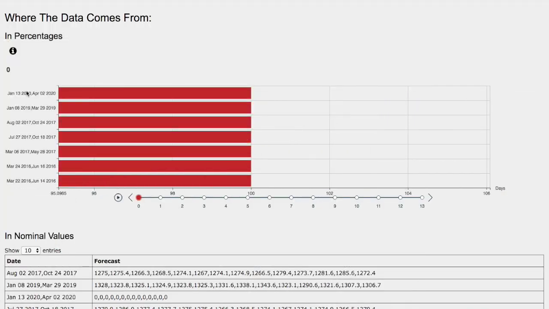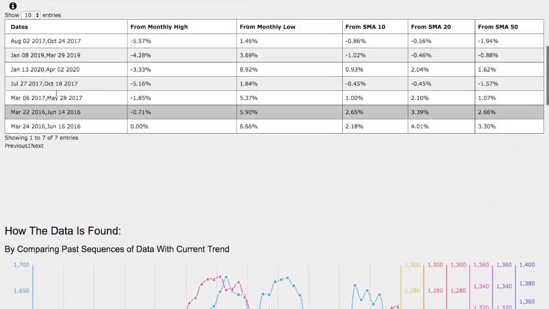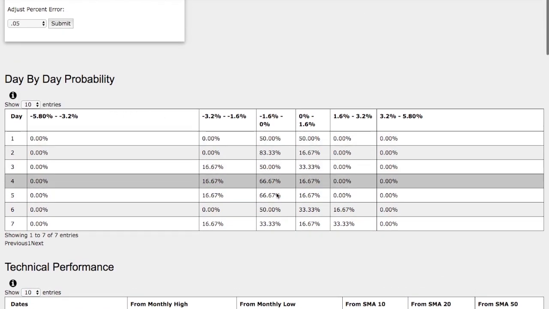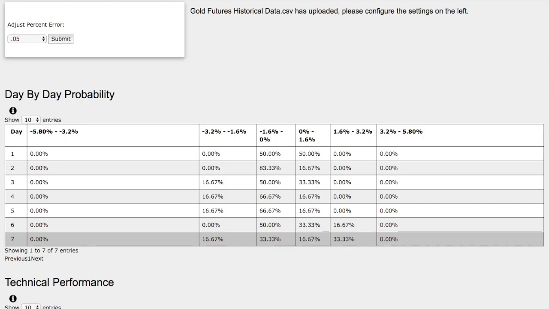So let's head back to the day-by-day probability model. As the days progress, we have a 17% chance for gold miners to climb higher between 0 and 1.6%. And we have a 33% chance for gold miners to climb higher between 1.6 to 3.2%. On the other hand, if we were to move down lower, we have a 33% chance for gold miners to fall between 0 and negative 1.6%, and a 17% chance for gold miners to fall between negative 1.6% and negative 3.2%.